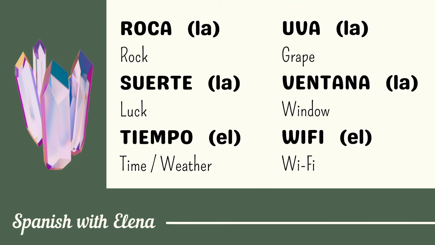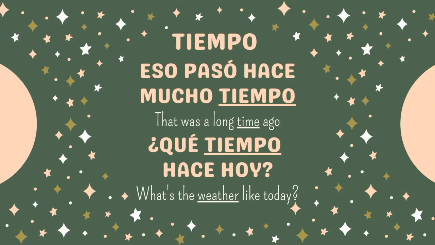Tercera palabra, tiempo. El tiempo. This one could either mean time, the time, or weather, the weather. Let's put them into practice. First example, when tiempo means time, like in eso pasó hace mucho tiempo. That was a long time ago. Second example, when tiempo means weather, like in ¿qué tiempo hace hoy? What's the weather like today?